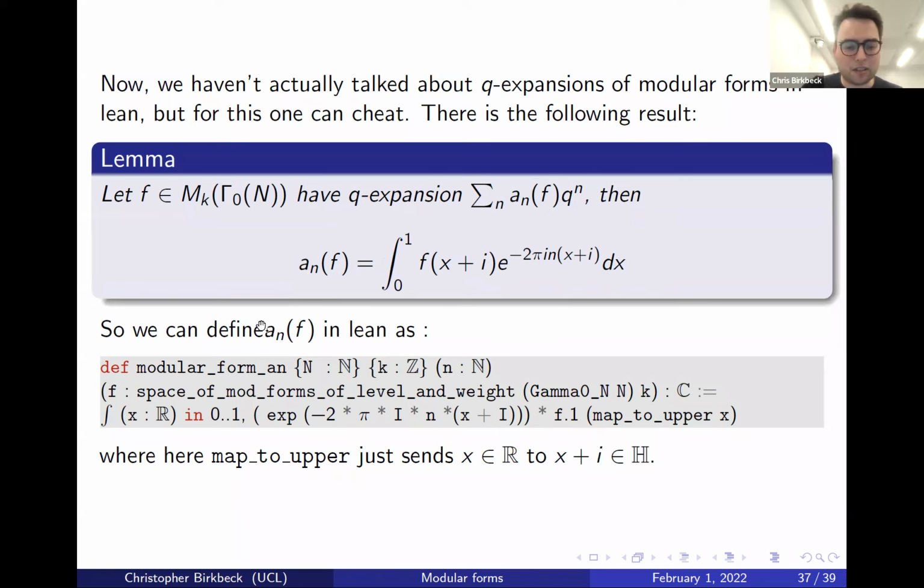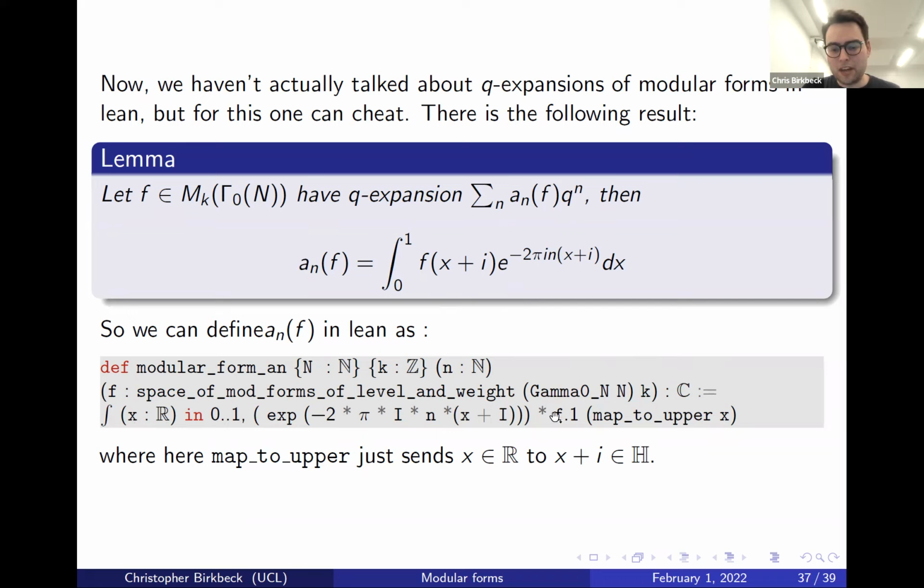I forgot, there should be a space there, I'm sorry. So we define a n of f in Lean as follows: given a modular form of level gamma naught n and weight k, I define a complex number. This is going to spit out a complex number, given by the integral from 0 to 1 of this expression.